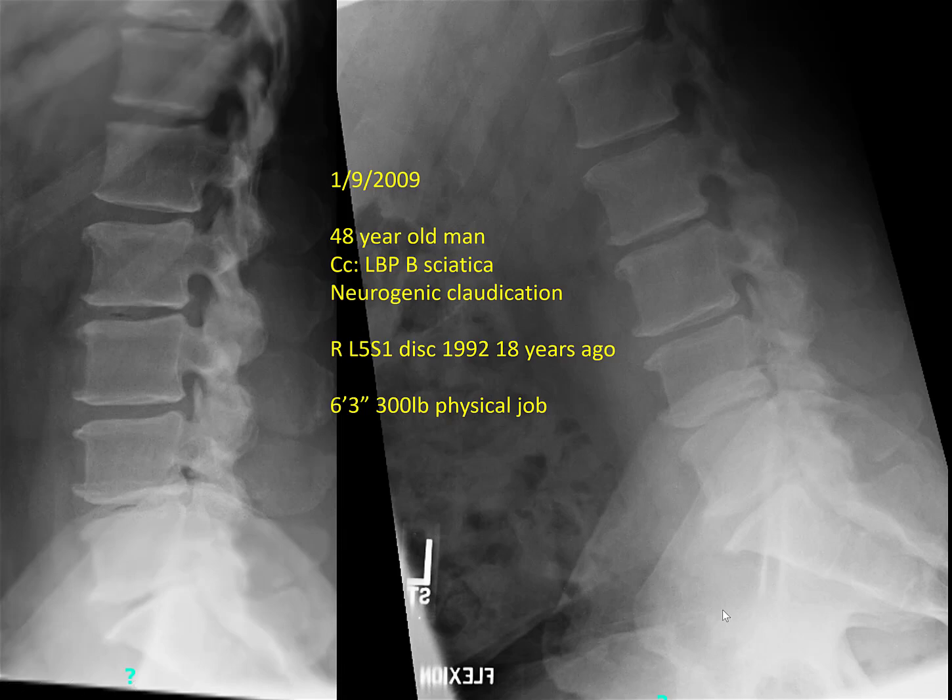Okay, so this is an illustrative case. This is a 48-year-old man with low back pain and sciatica. These images are from January 9th, 2009, so 12 years ago. Low back pain, bilateral sciatica, 48 years old, neurogenic claudication. So every single time he walked, he had pain down his back, buttock, and legs. His past medical history was just a right L5-S1 disc in 1992, which I guess was 17, 18 years ago. Physically, a very large man, 6'3", 300 pounds, and no deficits.